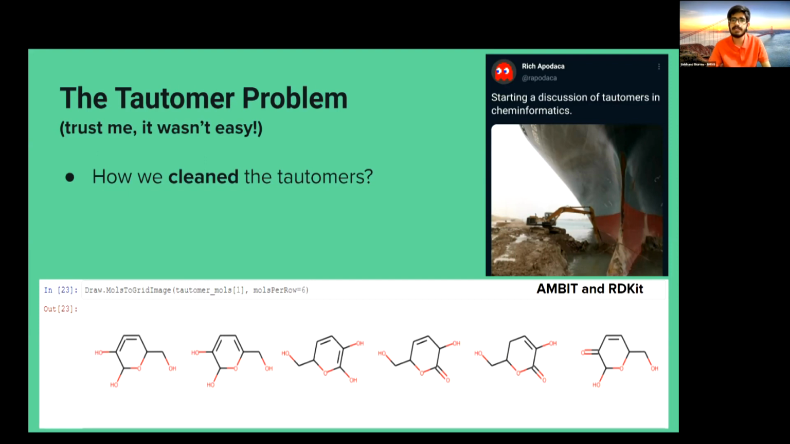So we cleaned the tautomers. As and when the tautomers were coming, we chose the most canonicalized form based on the stability using Ambit and RDKit, very common computational chemistry packages. But then we found out it's a really tedious exercise. As and when your network is exploding, it's a very tedious exercise. So we went back to the drawing board and modified our reaction rules in a way that it doesn't produce any tautomers except for one main structure, which is highly stable, which we can manage.